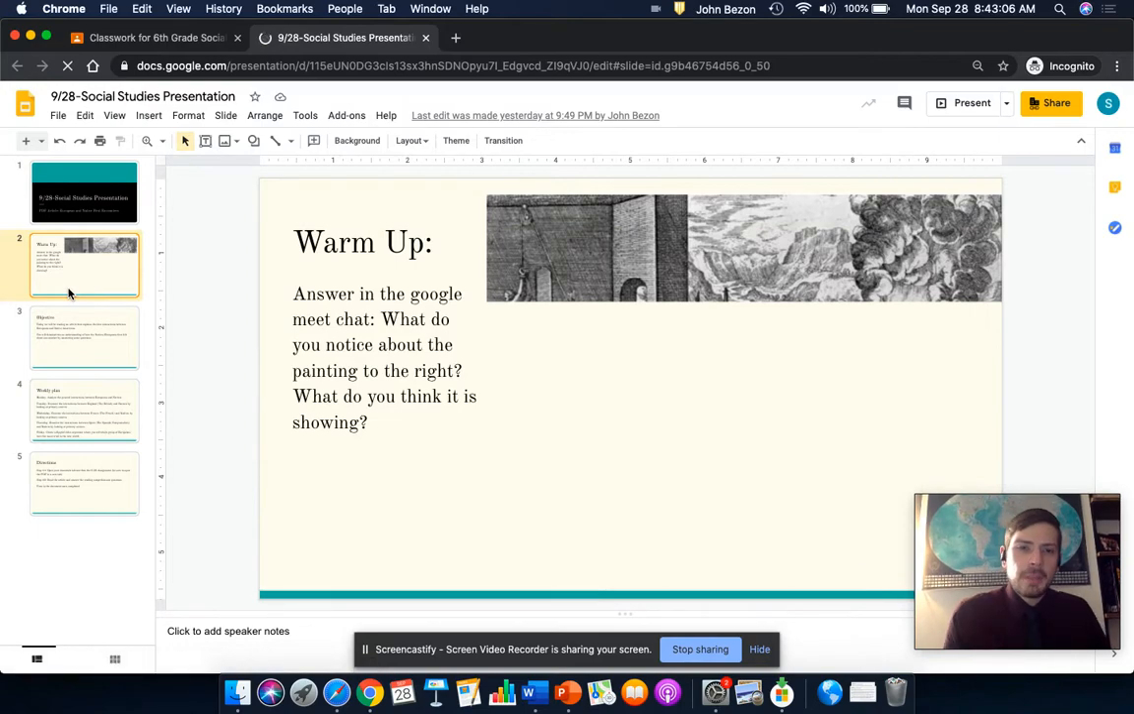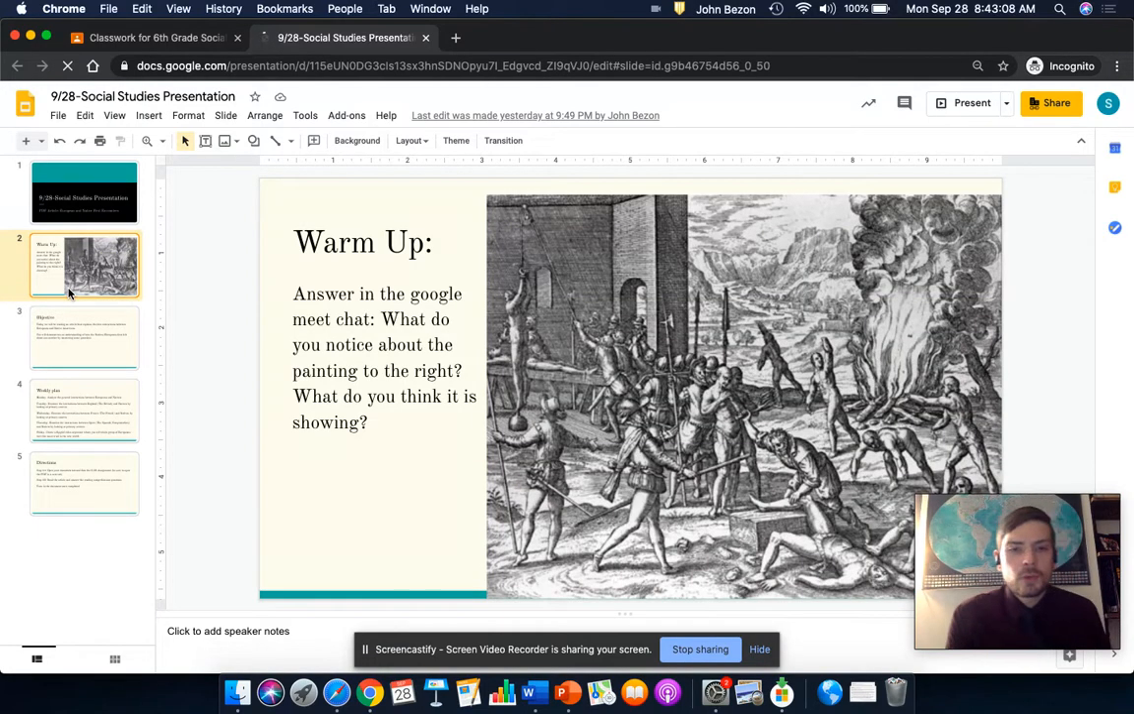So the warm-up, we had a painting, and I asked, answer in the Google Meet chat, what do you notice about the painting to the right? What do you think it is showing? So you see a whole lot of things going on in this painting, some brutality, some violence and destruction. And then start to think about, what did we learn about last week about Christopher Columbus? What do you think this is showing? And you probably will be able to get that answer yourself. I'm not going to give it away.